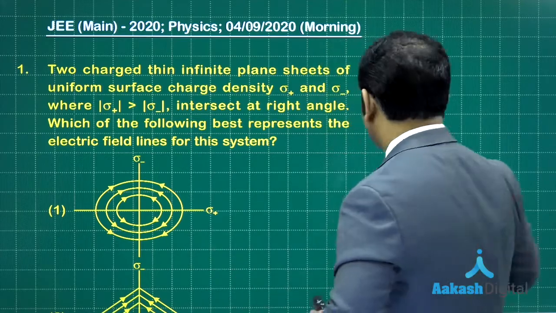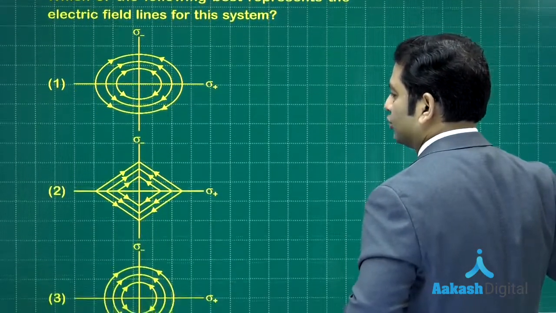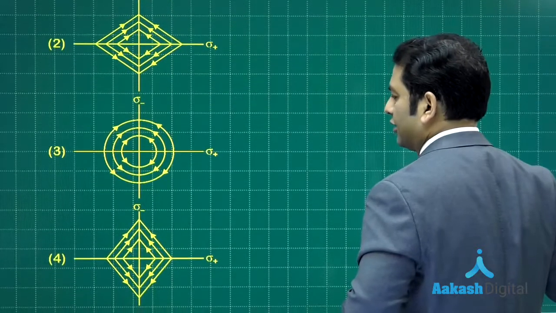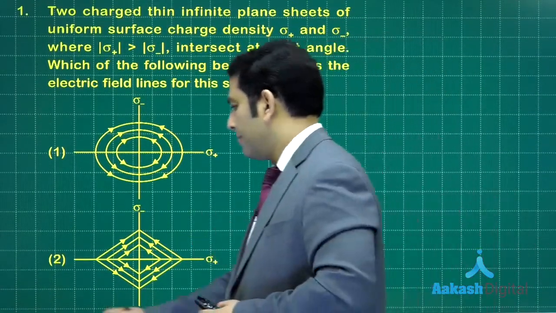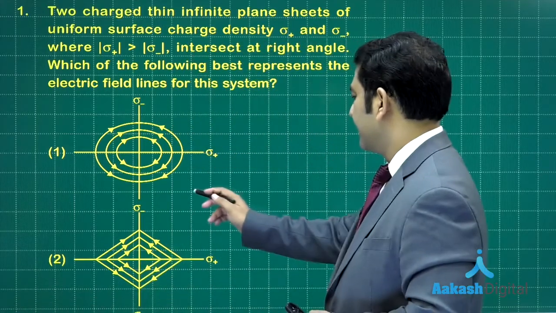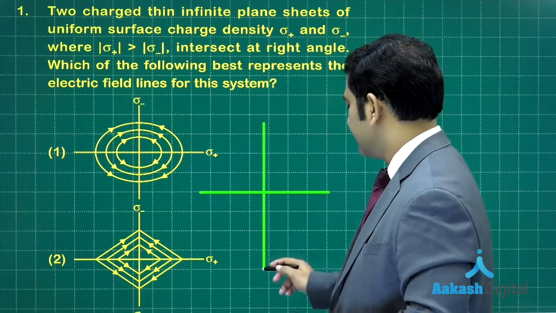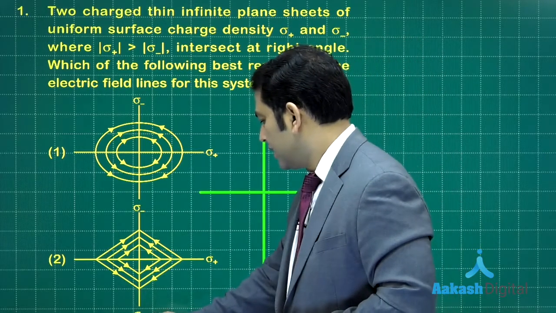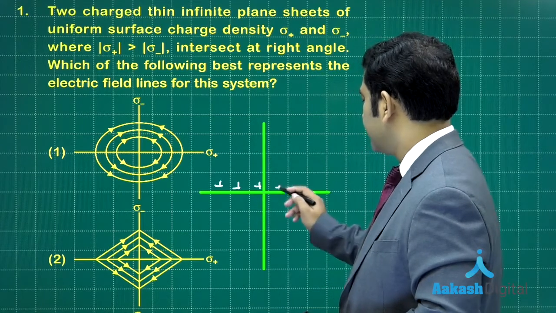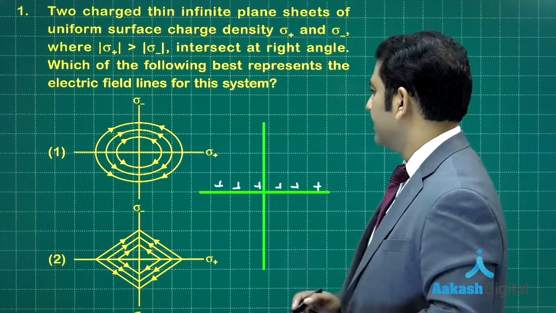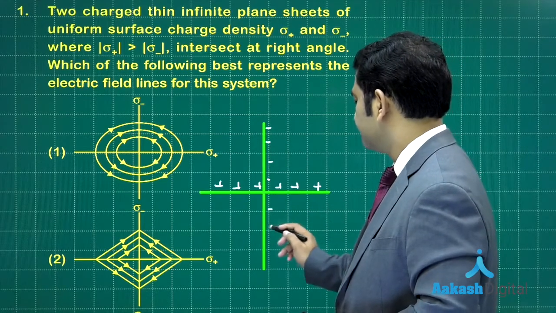Now, let me just show you all the corresponding options so that you can have a fair idea. Option 1, 2, option 3 and option 4. So what can we conclude? For that, let me just draw a figure here. So this is one large sheet and intersecting this is another large sheet. Remember, the positive one has a magnitude greater than that of negative. All right. So that's a positive one and this is the negative one.